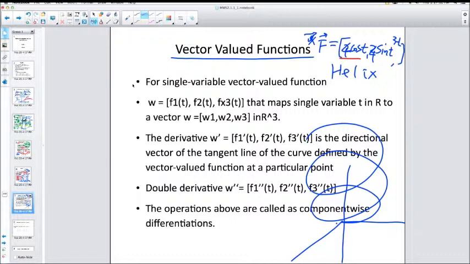The first, f1(t), is 4 cosine t. The f2(t) is 4 sine t. f3 is 3t. So the cosine and the sine represent a circle. You are doing rotation, and the vertical 3t means you are winding up. That's called a helix.